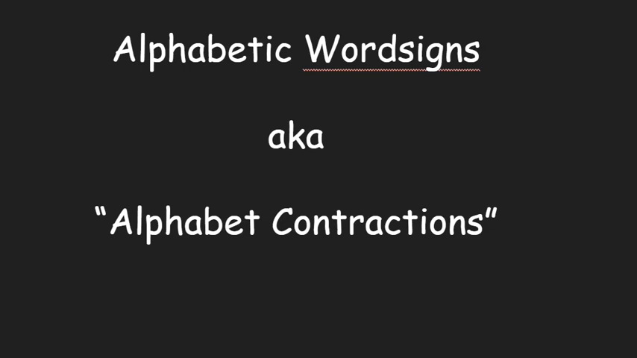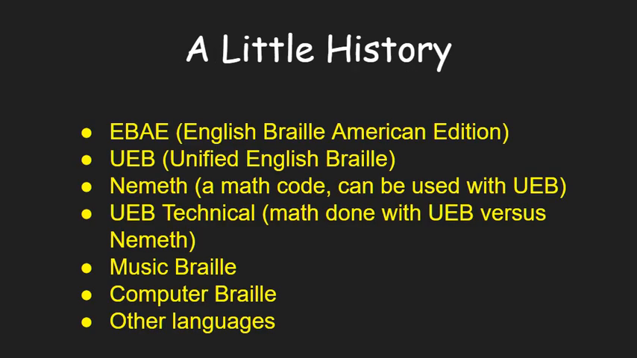In this video, we're going to be talking about alphabetic word signs, and I left the little squigglies under the word signs because that's a term that's unique to Braille, and I wanted to kind of highlight that term. In the past, you might have heard these called alphabetic contractions, and let's talk a little bit about the history of Braille and the different types of Braille codes.